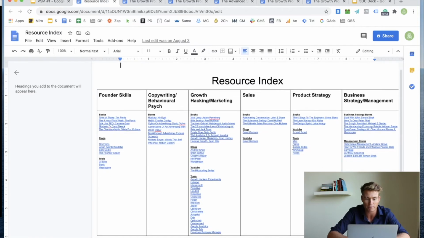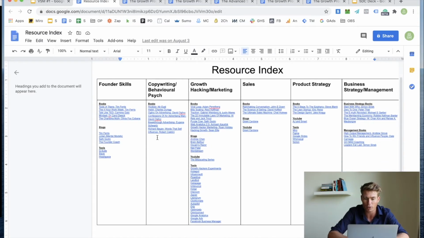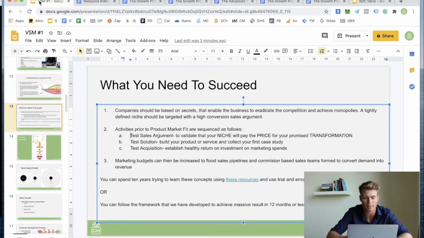You can either read all of these books and resources and many more, spend hours looking around on YouTube, looking at blogs, testing all of these things in your business, keeping the things that work, getting rid of the things that don't work. And from my experience, it takes around 6 to 7 years to master that process. Or you can follow the framework that I'm going to show you here, and you'll be able to achieve massive results in 12 months or less.